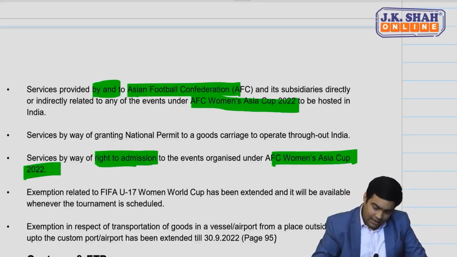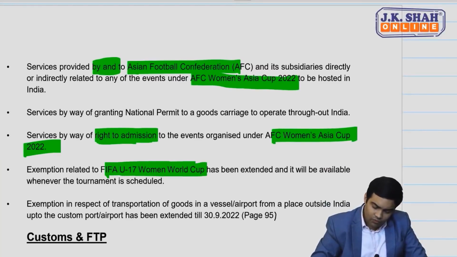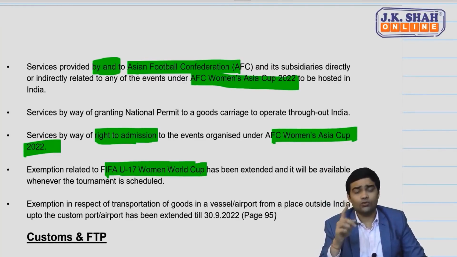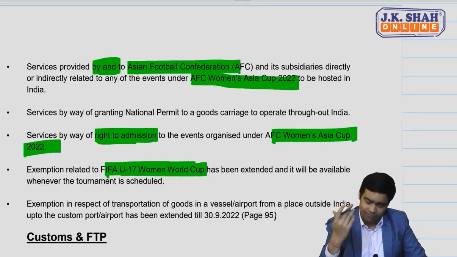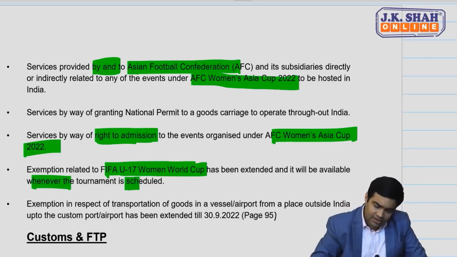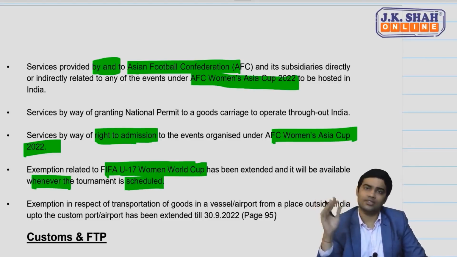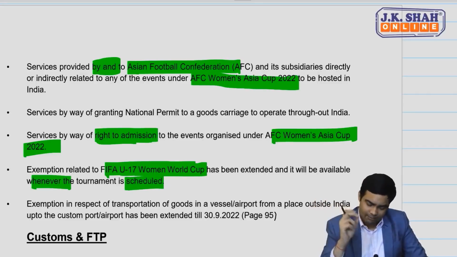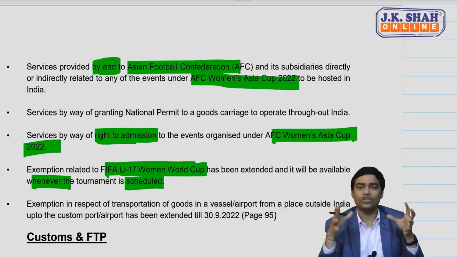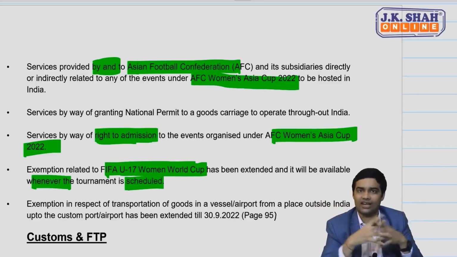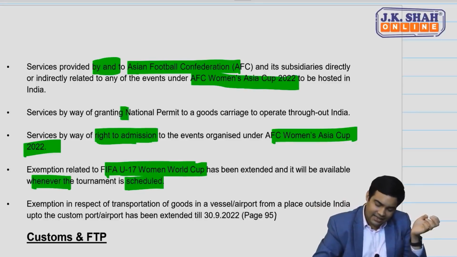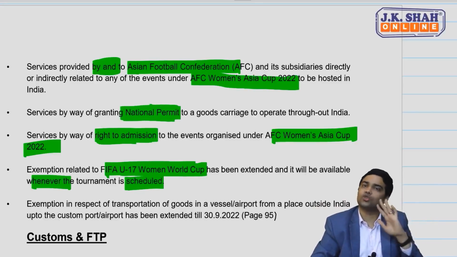Plus, FIFA Under 17 Women World Cup. This was to be held in 2020, but it did not happen due to COVID. Now, government has said whenever it is held, it will enjoy an exemption. Okay. Plus, see, these goods carriages, trucks and other goods carriages take a national permit. That national permit has also been exempted.